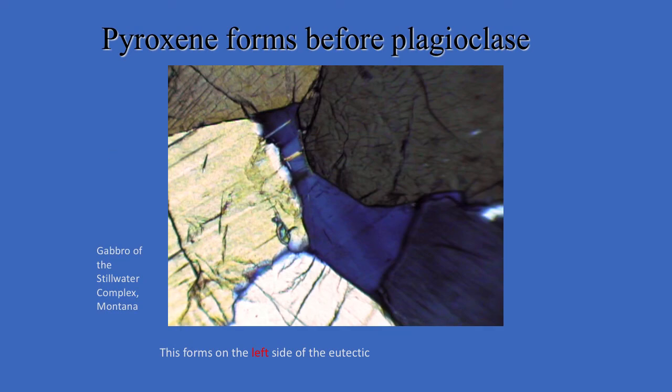So this is an image of minerals in a rock. These are pyroxene minerals all around, but then in the crack here, kind of in the pore space, is plagioclase. So we can infer, looking through the microscope at this rock, that pyroxene formed before the plagioclase. So this would have been on the left side of the eutectic.